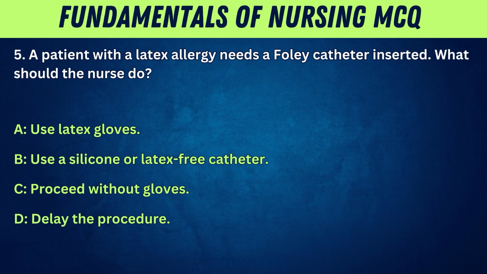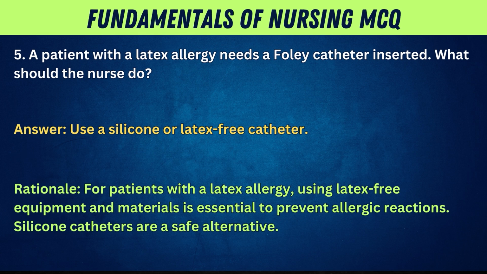5. A patient with a latex allergy needs a Foley catheter inserted. What should the nurse do? A. Use latex gloves. B. Use a silicone or a latex-free catheter. C. Proceed without gloves. D. Delay the procedure. Answer: use a silicone or a latex-free catheter. Rationale: for patients with a latex allergy, using latex-free equipment and materials is essential to prevent allergic reactions. Silicone catheters are a safe alternative.